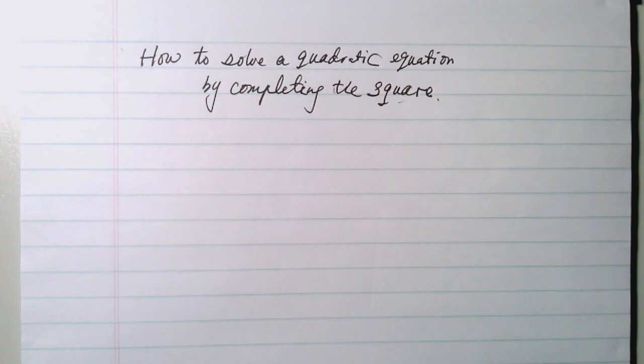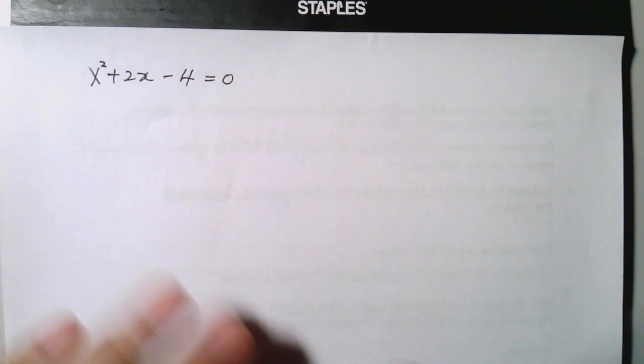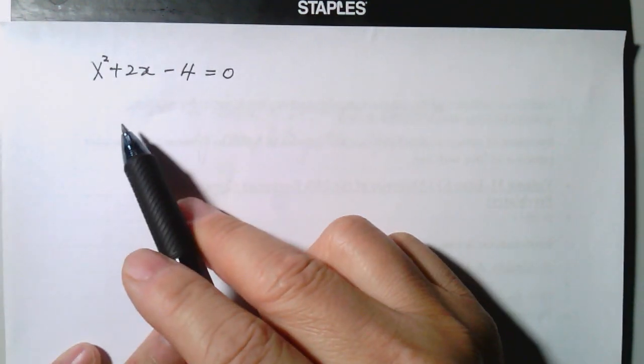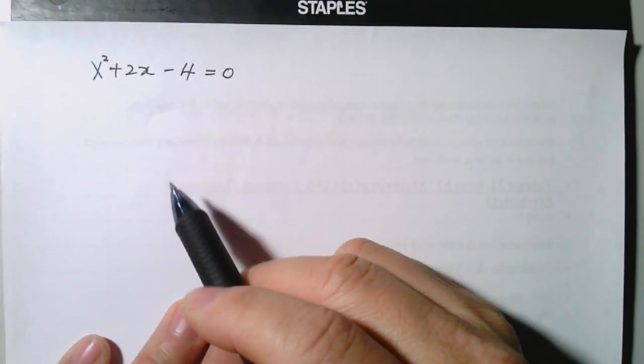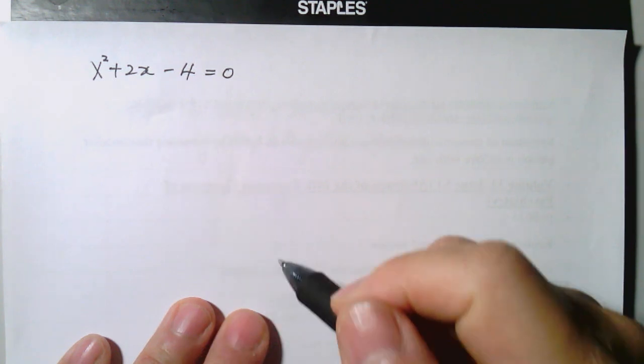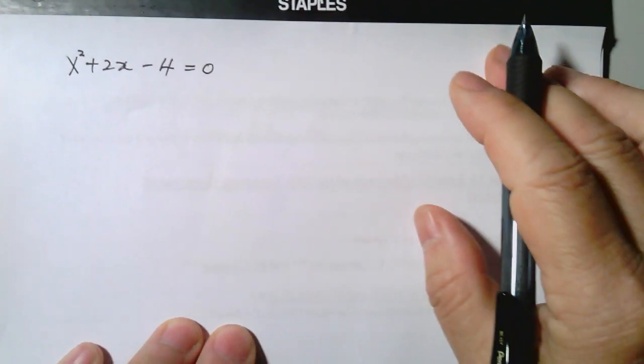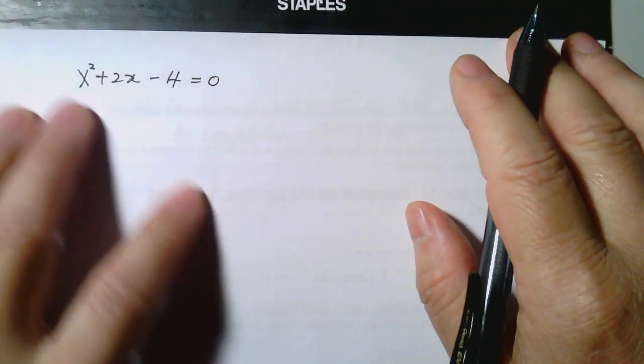How are we going to solve our quadratic equation by completing the square, by using a specific example? Okay, so let's take a look here. This equation, we want to solve it by completing the square. That means I want to solve for x. So before we solve this, let's take a look here.